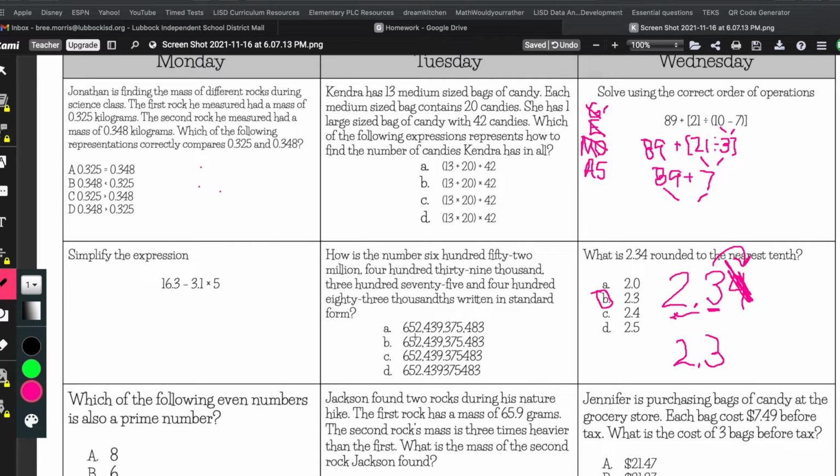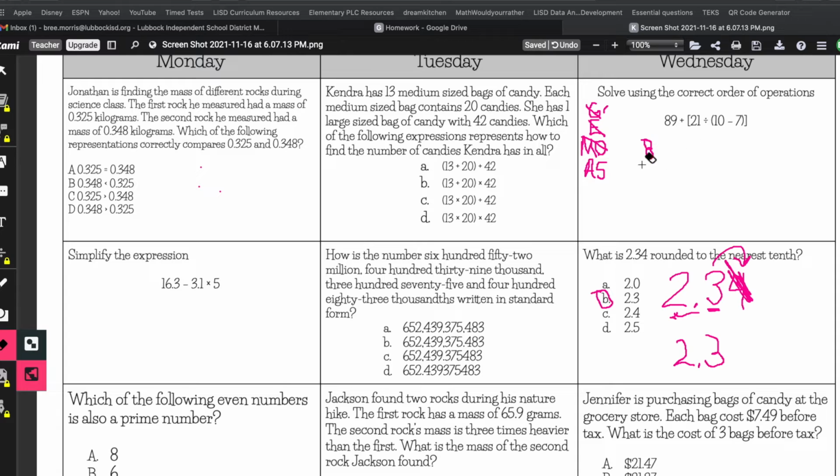Still have a few of you struggling with that. The majority of you are doing great. If you are still having trouble with rounding, we need to get some extra practice.